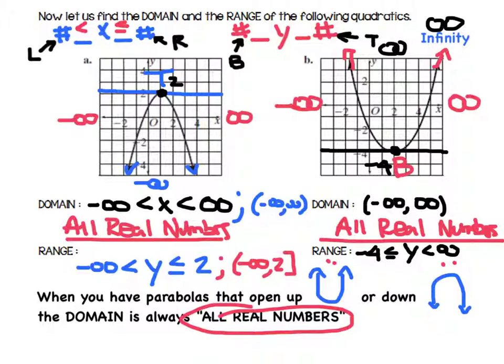Anytime you're asked about the domain of a parabola that's opening up or down, the answer is always going to be all real numbers. One thing that I want you guys to look at is our vertex, which is this right here. If I was to write that vertex as a point, that point would be (1, 2), right?